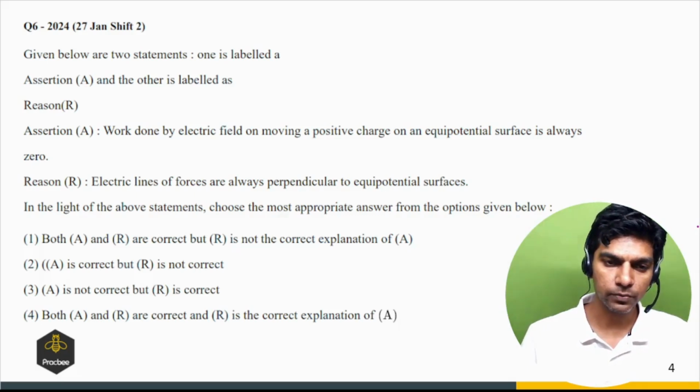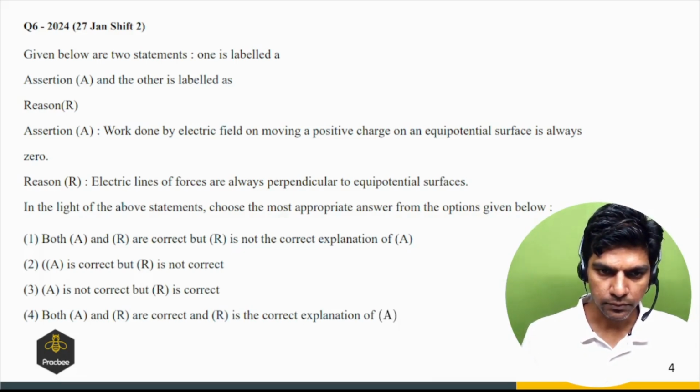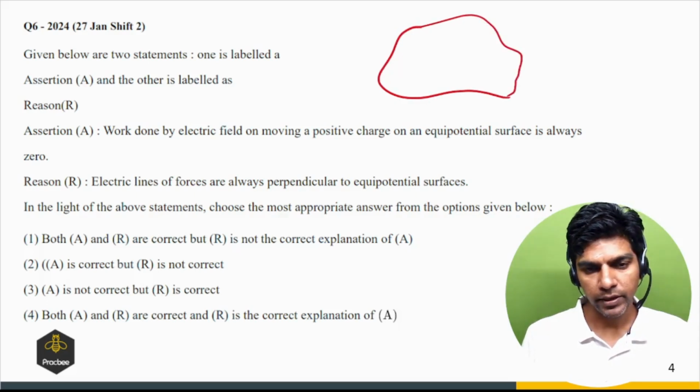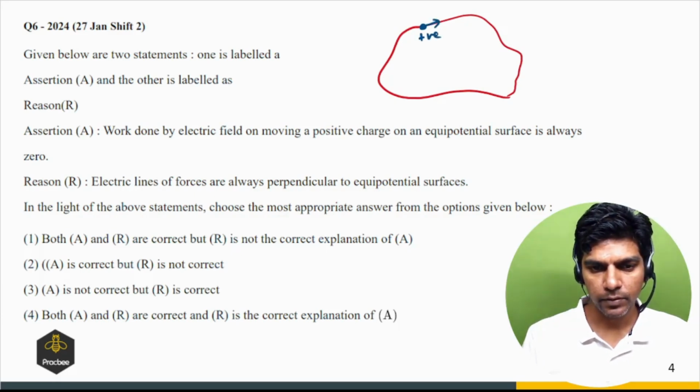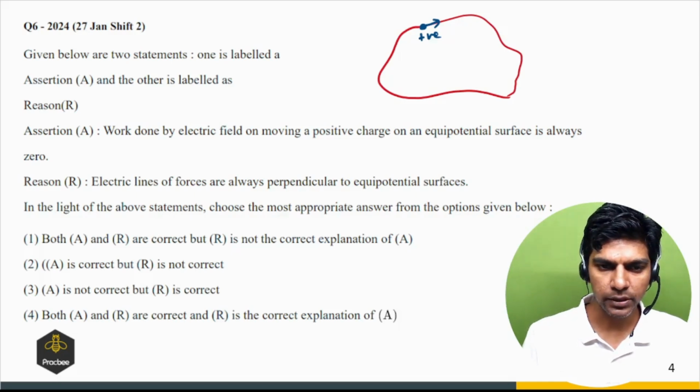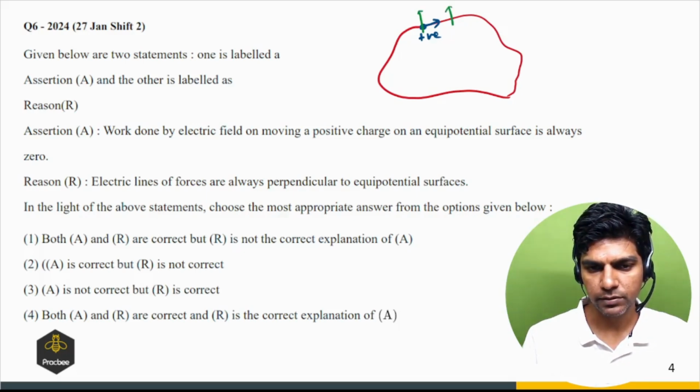is always 0. So it is saying if we have some equipotential surface and we are moving a charged particle on this equipotential surface, positive charge, then the work done is 0, and the reason is electric lines of force are always perpendicular to equipotential surface. So that is the property. So electric field lines are always perpendicular to equipotential surface.